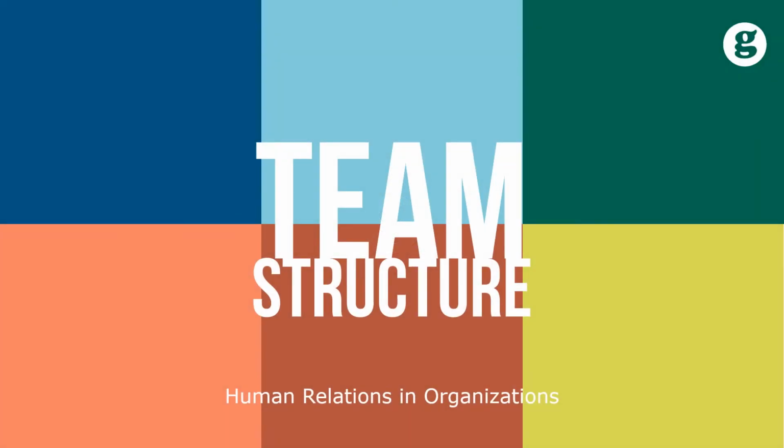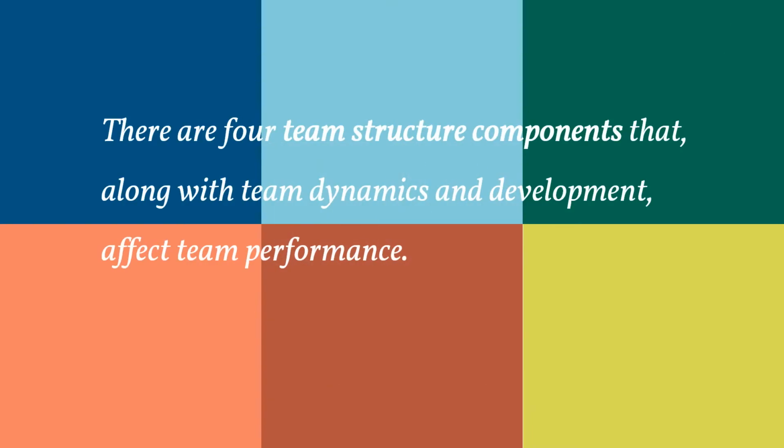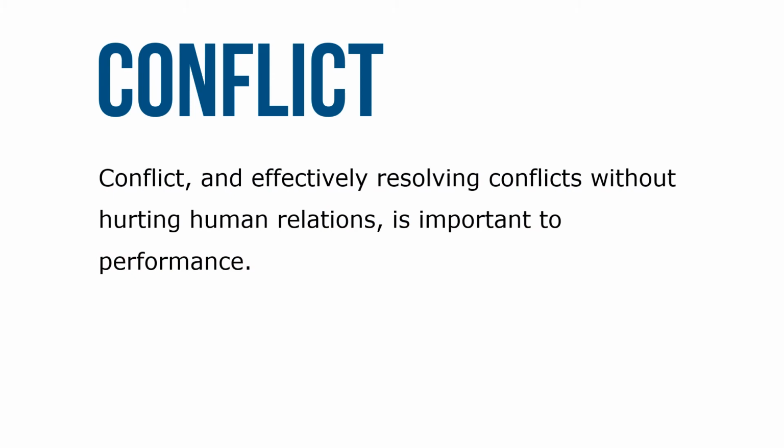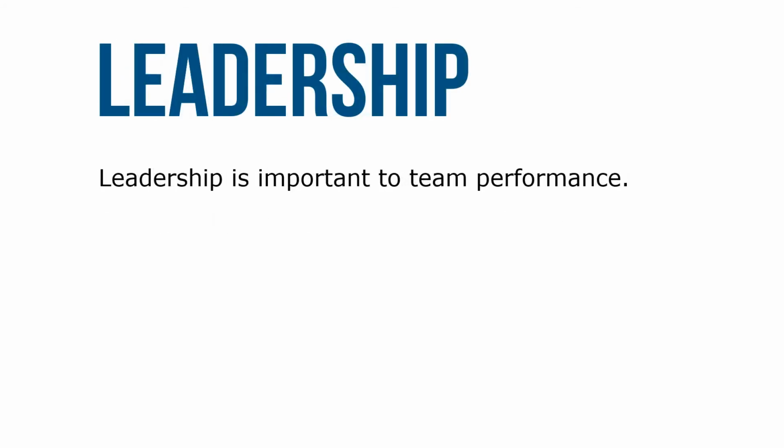Let's take a look at team structure. There are four team structure components that, along with team dynamics and development, affect team performance. Conflict, and effectively resolving conflicts without hurting human relations, is important to performance. Leadership is important to team performance.